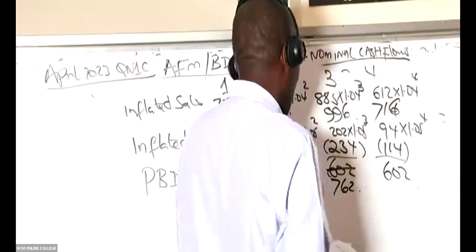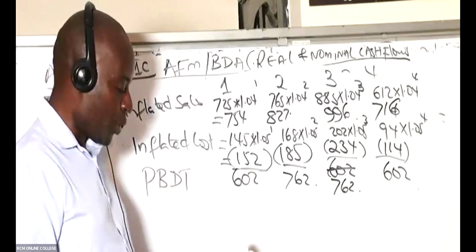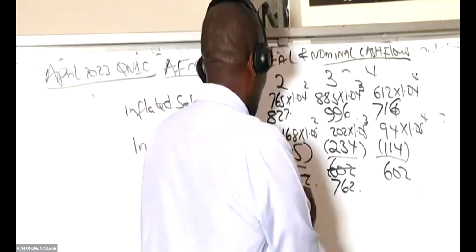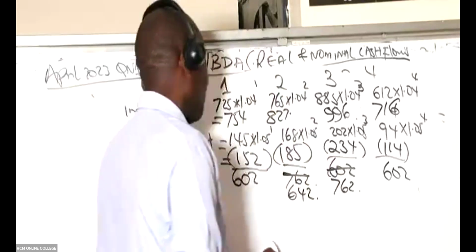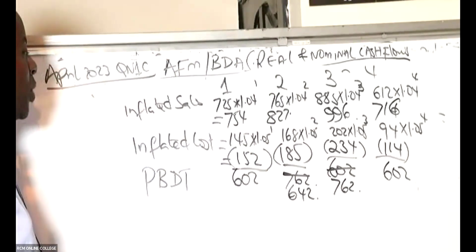They are all the same. Second is 642. Now, ladies and gentlemen, of course there is no tax in this question.